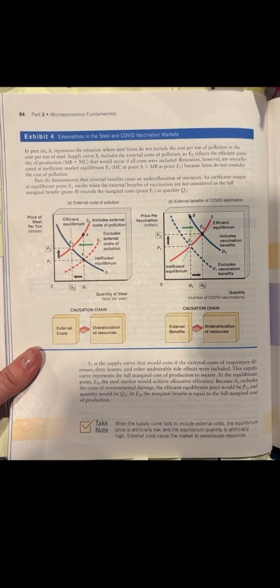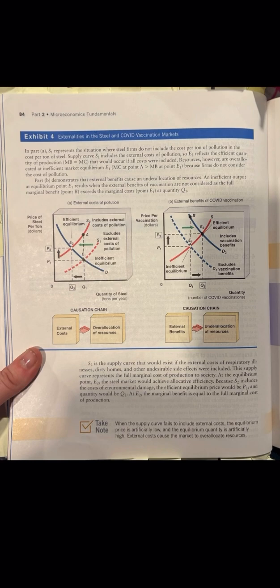Exhibit 4. Externalities in steel and COVID vaccine markets. In Part A, S1 represents the situation where steel markets do not include the cost per ton of pollution in the cost per ton. Supply curve S2 includes the external cost of pollution, so E2 reflects the efficient quantity of production that would occur if all costs were included. Resources, however, are over-allocated at inefficient market equilibrium E1. MC at point A is greater than MB at point E1 because firms do not consider the cost of pollution.